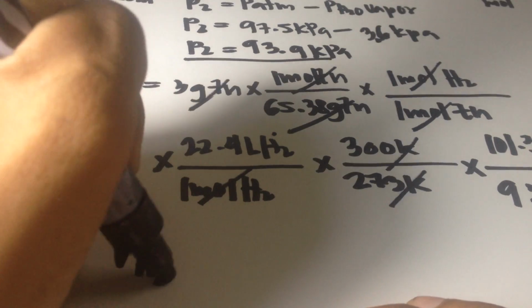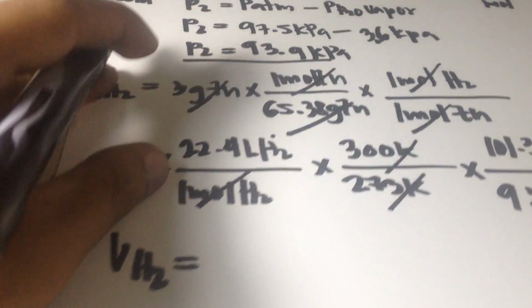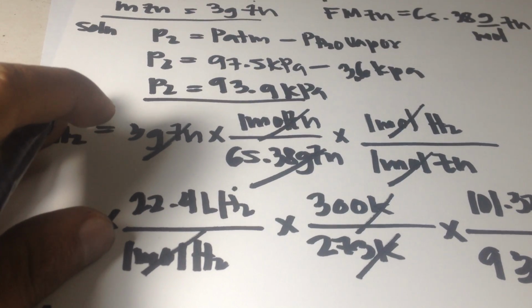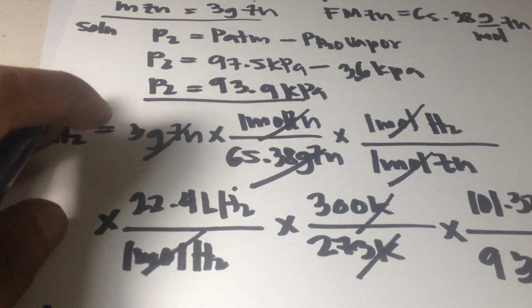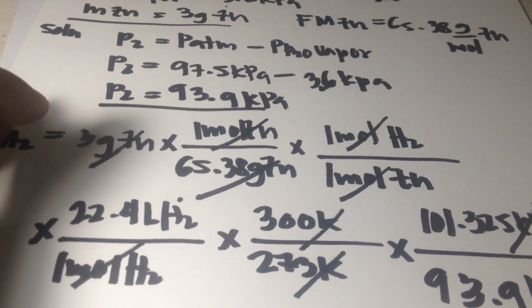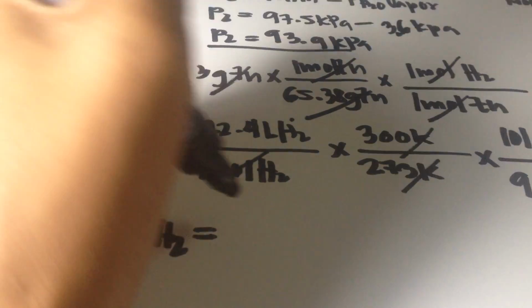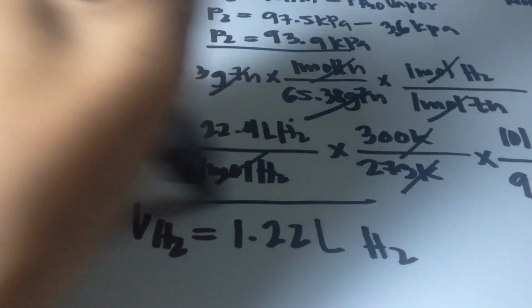So the volume of hydrogen gas is equal to 3 times 1 over 65.38 times 22.4 divided by 1 times 300 over 273 times 101.325 kilopascal over 93.9, which equals 1.22 liters of hydrogen gas. So this is your final answer.